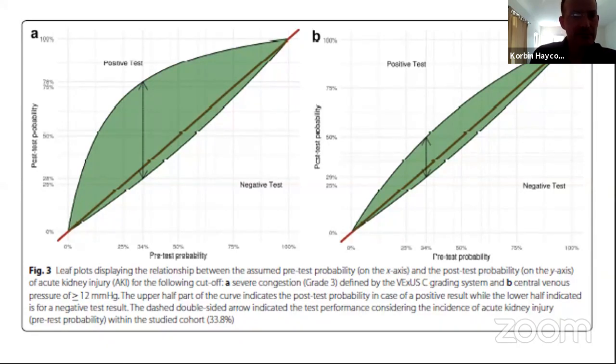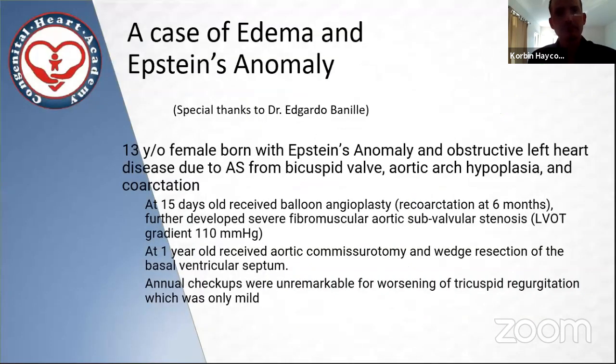Basically that, I just didn't tell you on the other slide, is it's defined as a dilated IVC and at least 2 of the 3, the hepatic, portal, or intrarenal venous Doppler, being a severe congestive pattern.